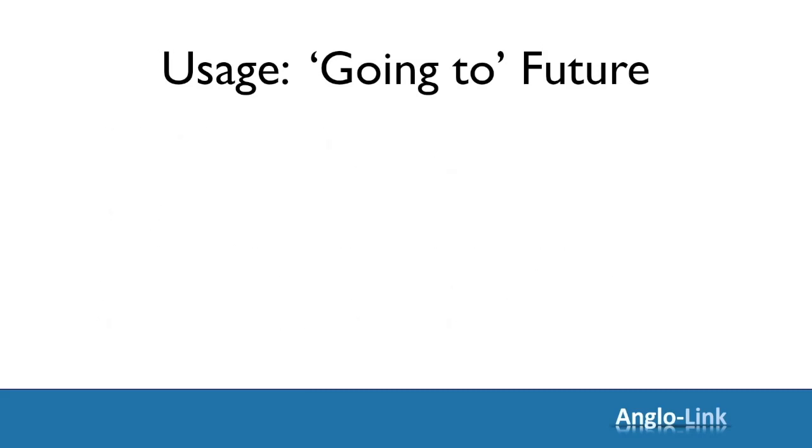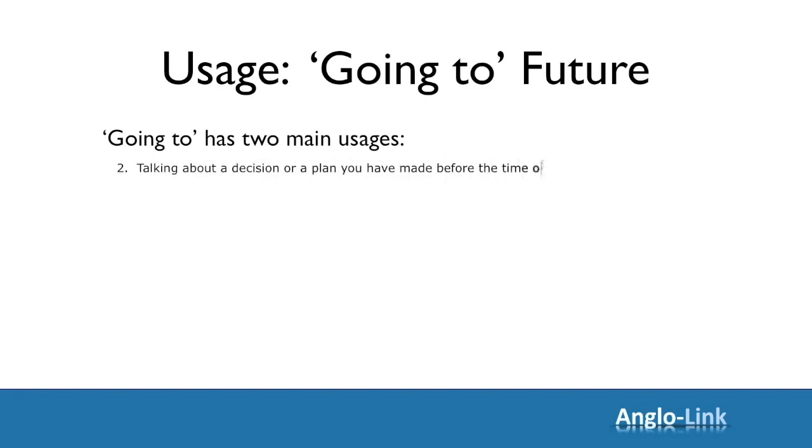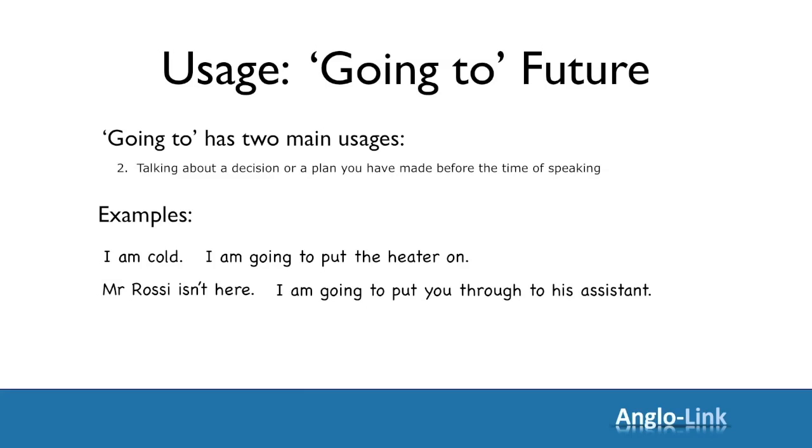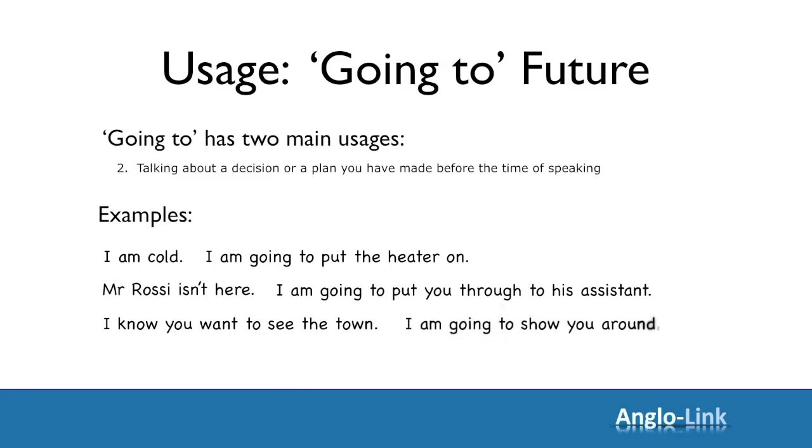Let's look at the second usage of the going to future, when you talk about a decision or a plan you have made before the time of speaking. For example, I'm cold. I'm going to put the heater on. Mr. Rossi isn't here. I'm going to put you through to his assistant. I know you want to see the town. I'm going to show you around.